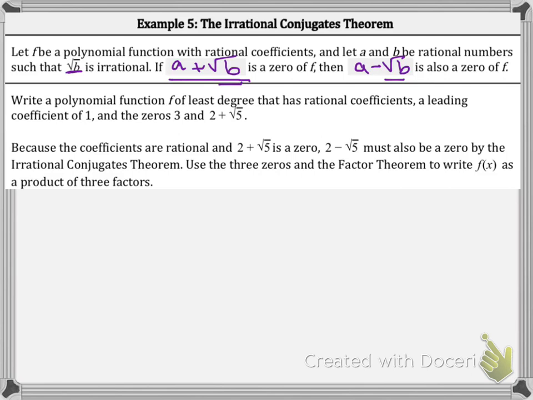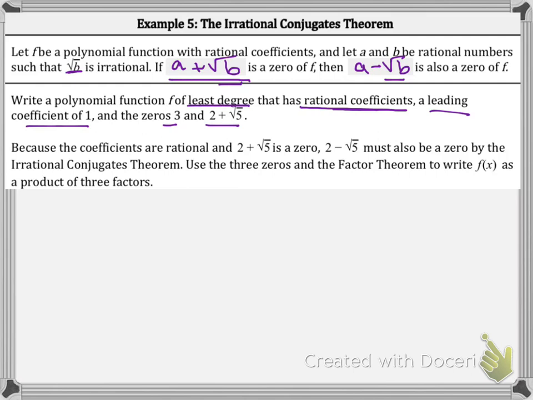So let's try this example. Write a polynomial function f of least degree, so the lowest degree possible, and has rational coefficients, so no square roots, and a leading coefficient of 1. It has zeros at 3, negative 2, and 2 plus root 5.